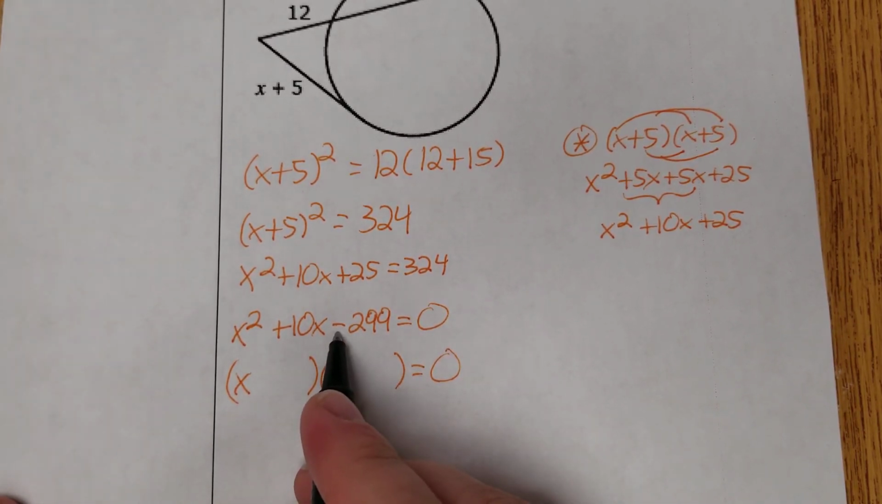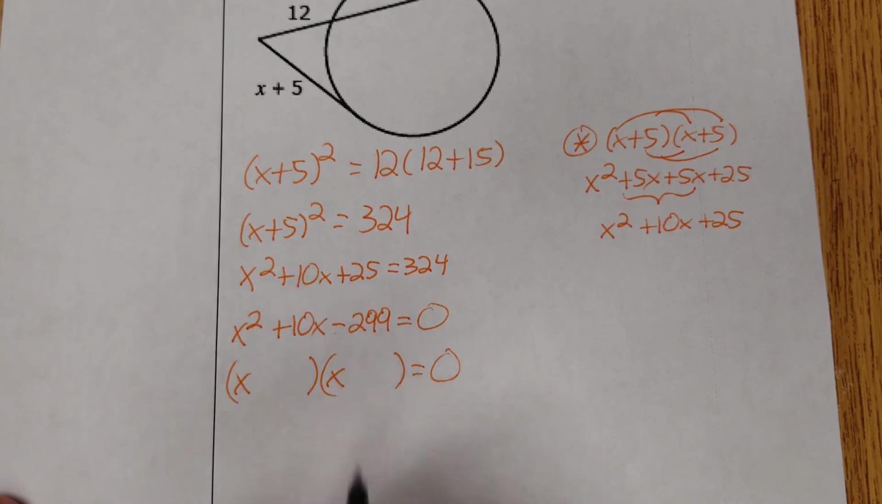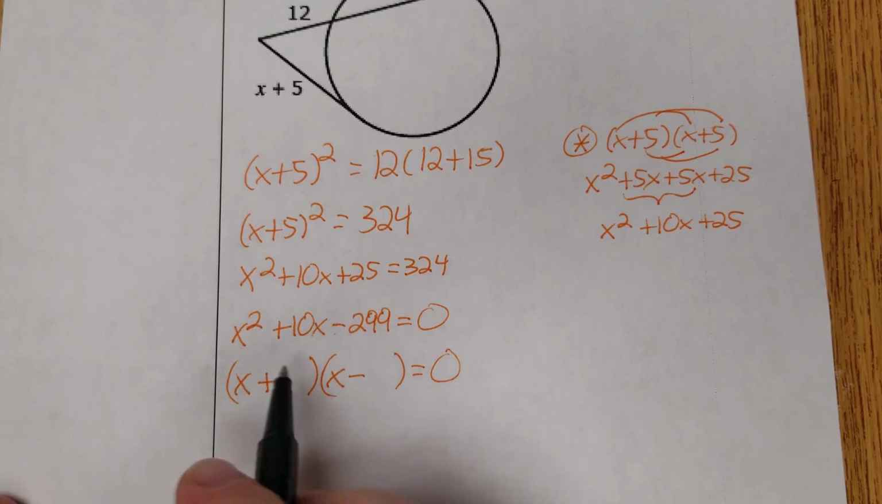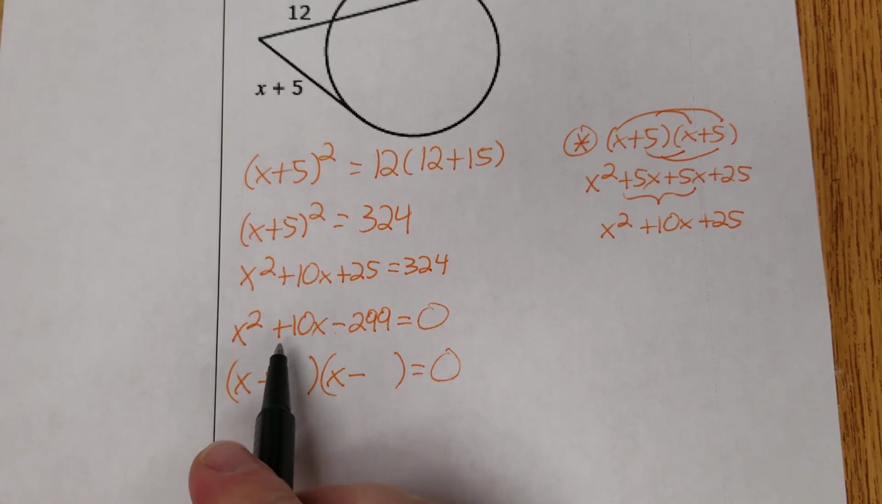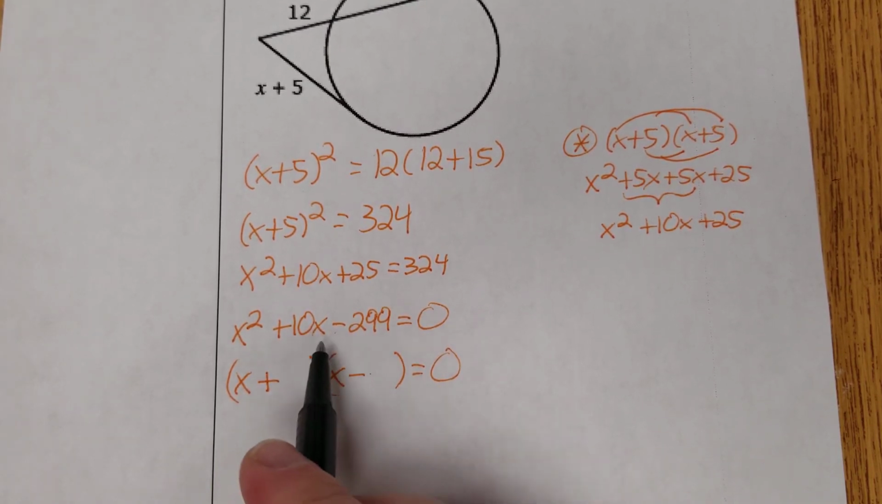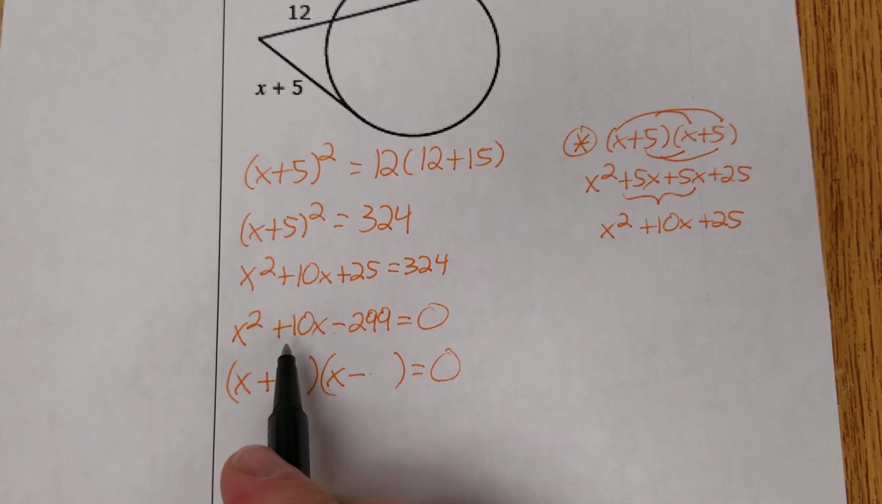According to this negative sign, they have to be different. So one of them's a plus, one of them's a minus. And since the middle term is positive, the bigger number that I get is going here. I need the plus to be bigger. I need the negative to be smaller. That way when they add together, it stays positive when I combine them.